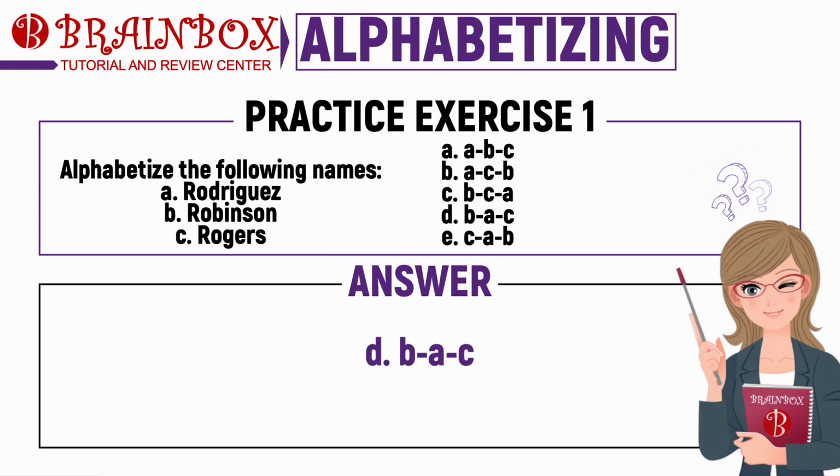Since all names start with the letters R and O, we now shift our focus to the third letter of each name. Robinson should come before Rodriguez because letter B comes before letter D. This is then followed by Rogers. That's why the correct answer is letter D. BAC.